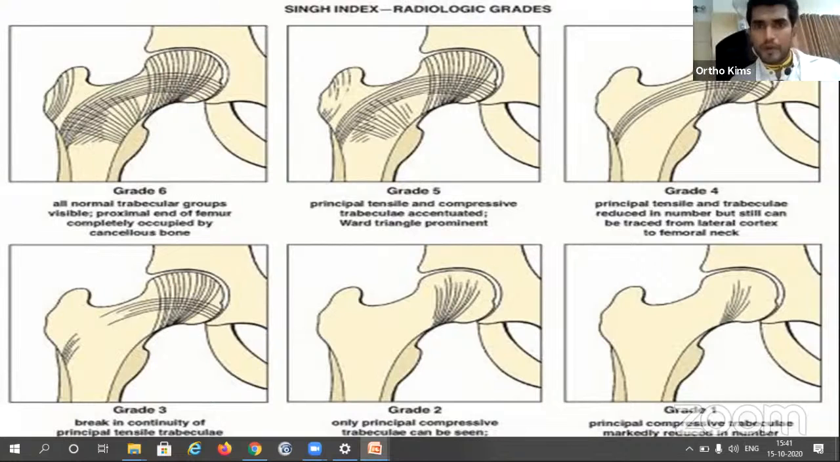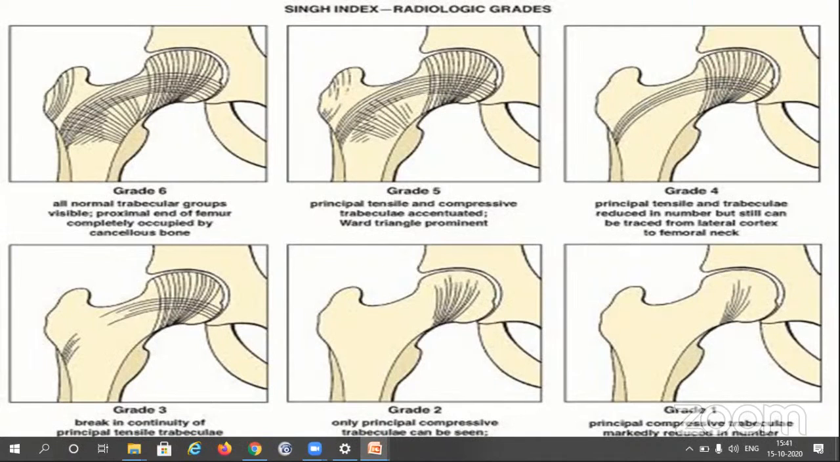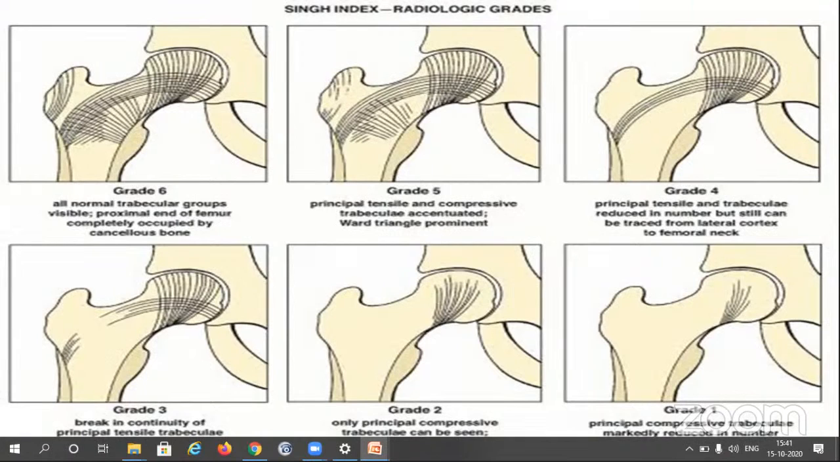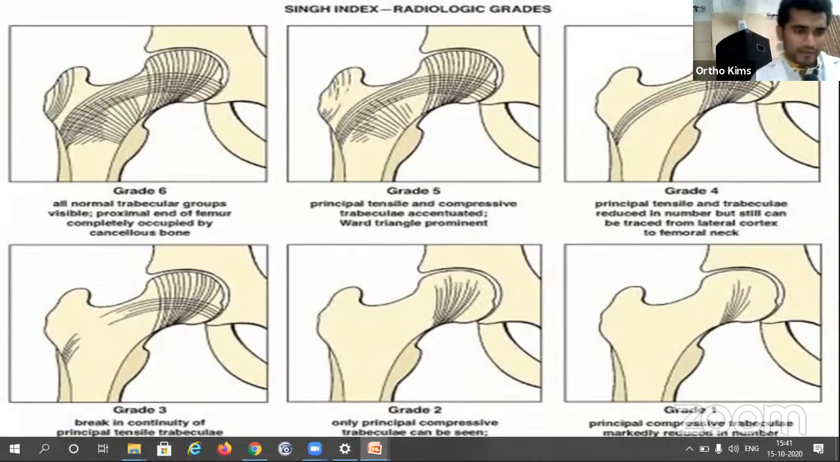Index radiological grades are: grade 1, principal compressive trabeculae markedly reduced in numbers; and grade 2, compressive trabeculae can be seen. In grade 3, there is a break in continuity of the principal tensile trabeculae. Grade 4, principal tensile trabeculae reduced in numbers, but still can be traced from the lateral cortex to the femoral neck.